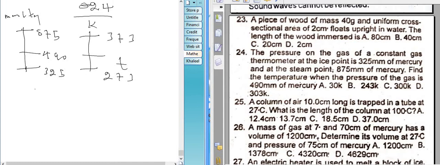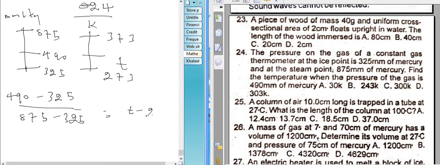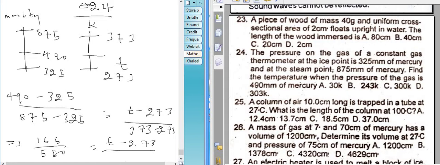So we also apply the interpolation here. We take the value and subtract the lower value. So now we can set 490 minus the lower point, which is 325, all over the upper point, which is 875, minus the lower point, which is 325. Always we are subtracting the lower point. This is equal to T minus 273 all over 373 minus 273. So this is the same as 165 all over 550 is equal to T minus 273 all over 100.